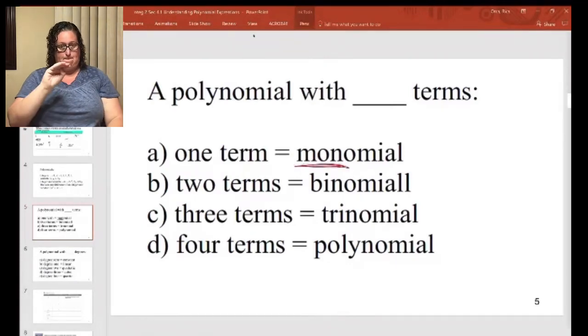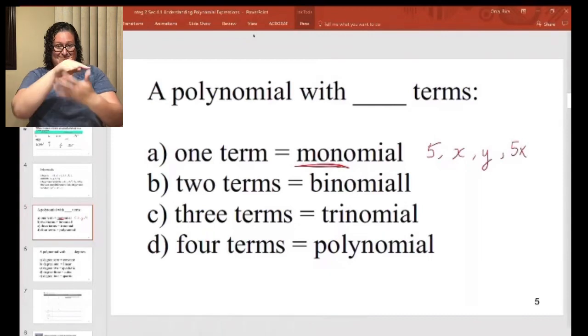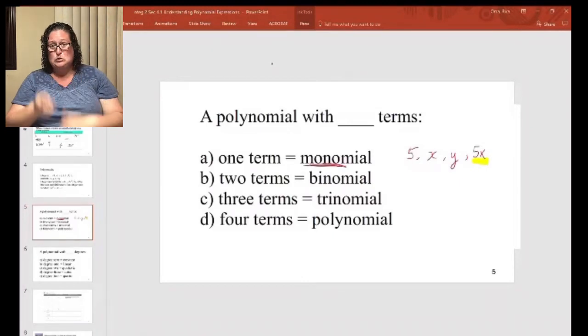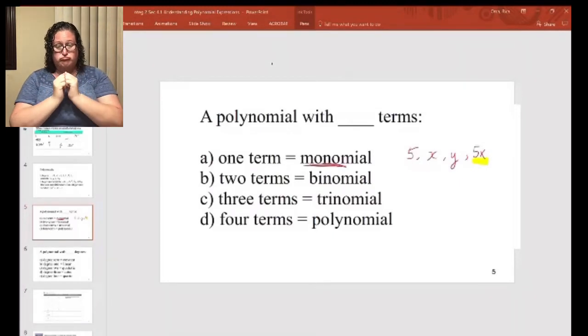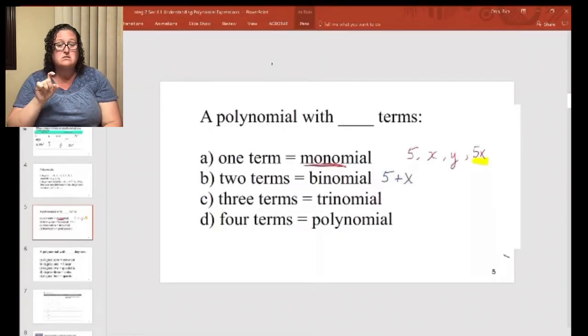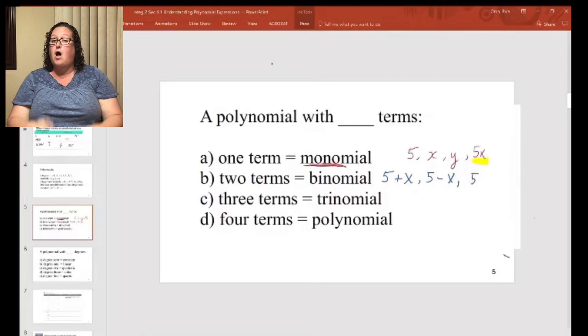Mono, one. So for example, 5, x, y, 5x. These are all examples of monomials. Now when you add or subtract two monomials together, you end up with a binomial. Take for example 5 and x. So we can add 5 and x. 5 plus x makes a binomial. So will 5 minus x. And we can even go on to say 5 plus y is also an example of a binomial.